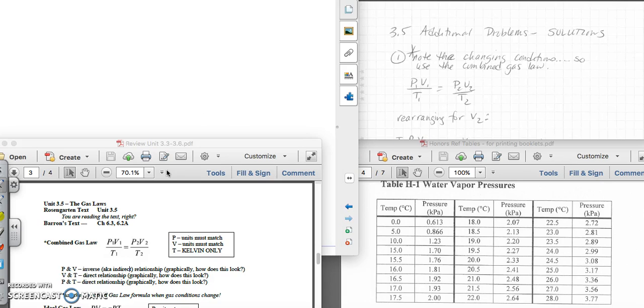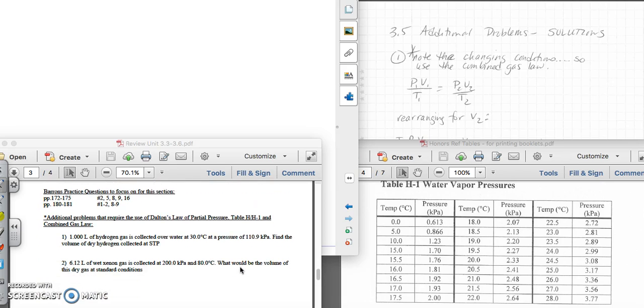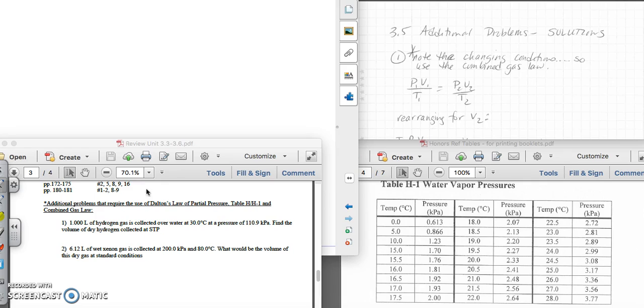Let's turn our attention now to 3.5, which was the gas laws, and we're going to see a bit more complicated questions just beyond the combined gas law and involving Dalton's law of partial pressure. So if we scroll down the review to the additional problems right here, these require the use of Dalton's law of partial pressure, table H or H-1, and the combined gas law.